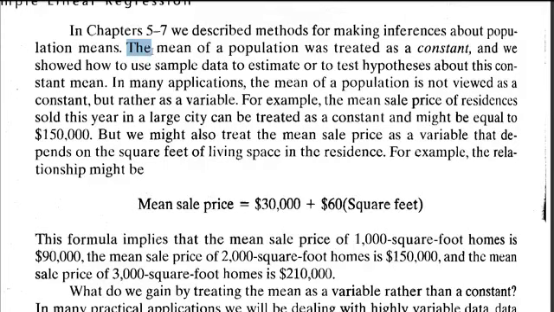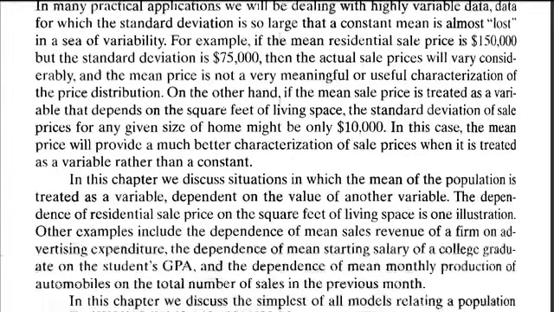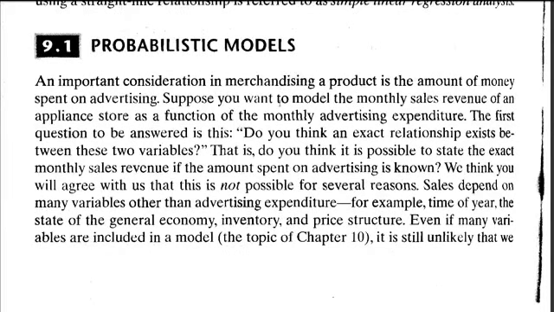However, we might also treat the mean sale price as a variable that depends on the square feet of living space in the residence. For example, the relationship might be like that. The mean sale price equals $30,000 plus $60 times the number of square feet. So basically, this is the idea of regression. And so let's read this.